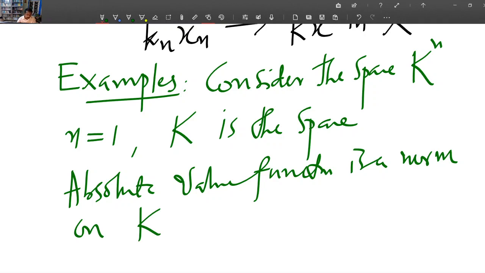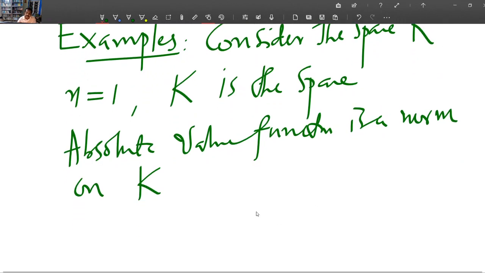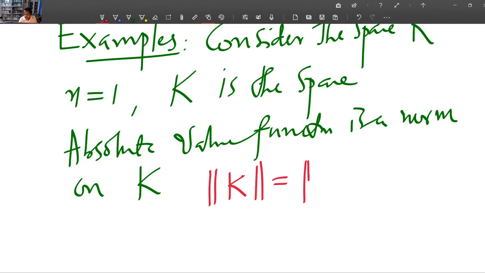The absolute value function is a norm on K. And further, you know that the norm of k is equal to, we can write it as k times 1, and using the definition it is modulus of k times norm of 1.